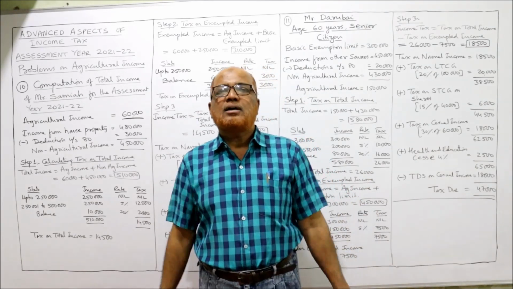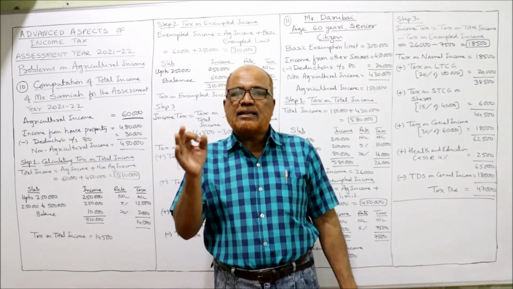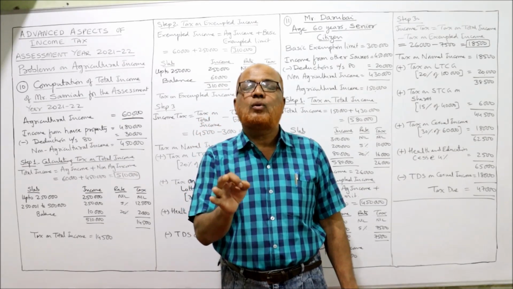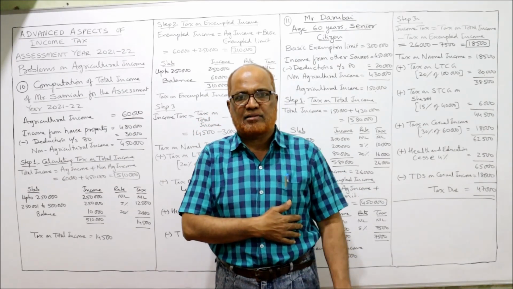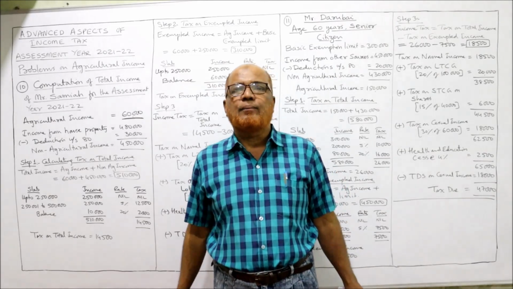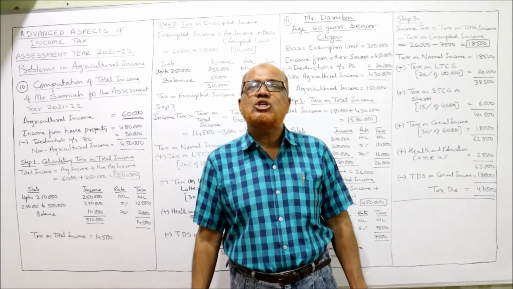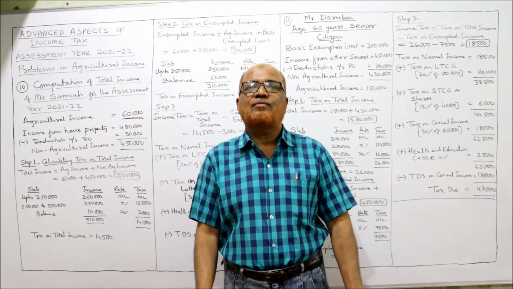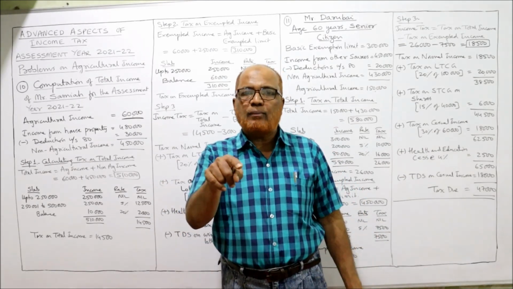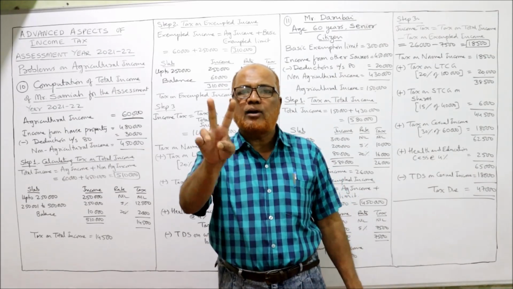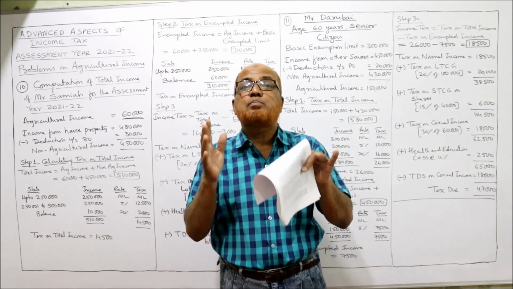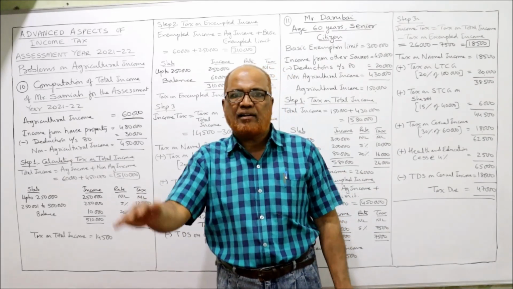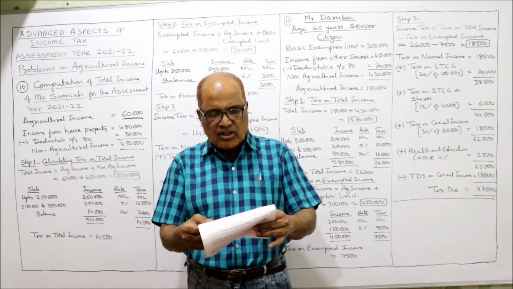So here, the tax on long-term capital gain is at a flat rate of 20%. Separately we have to calculate. And winning from lottery is a casual income, again at a flat rate of tax of 30%. So winning from lottery 30%, long-term capital gain 20%. Both these are called special incomes because they have a separate flat rate of tax. Then deduction under section 80.